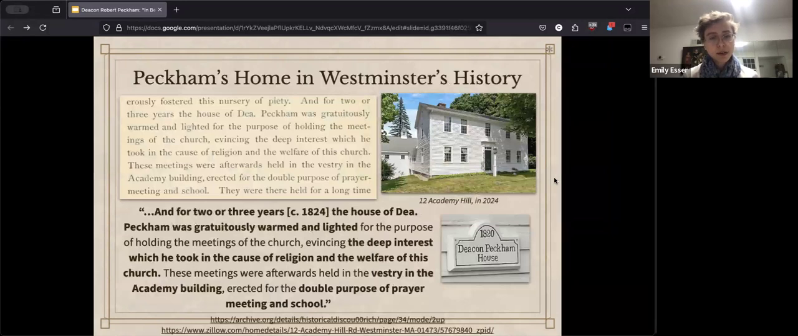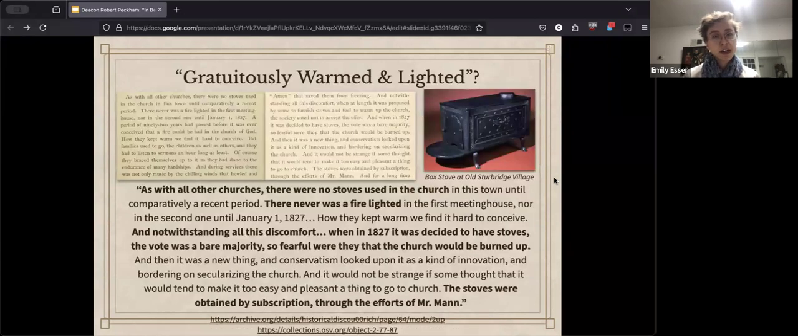An important little side note, for two or three years, around 1824, the house of Deacon Peckham was gratuitously warmed and lighted for the purpose of holding the meetings of the church. Now, you have to wonder why would they say it gratuitously warmed and lighted? We kind of take that for granted, right? You know, heat, light, coming. Not so much. The church did not have indoor heating until 1827.